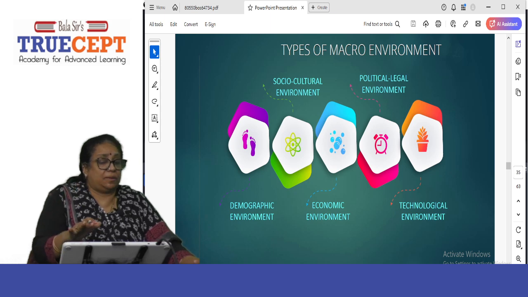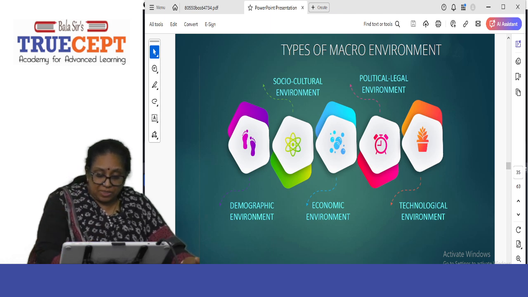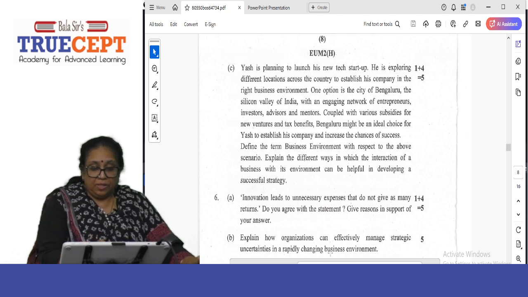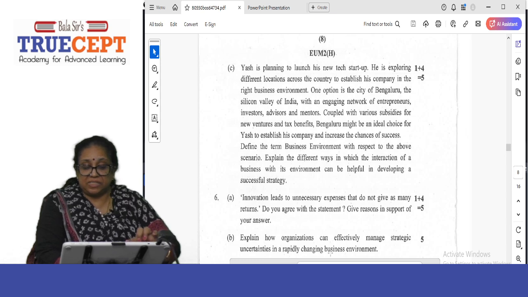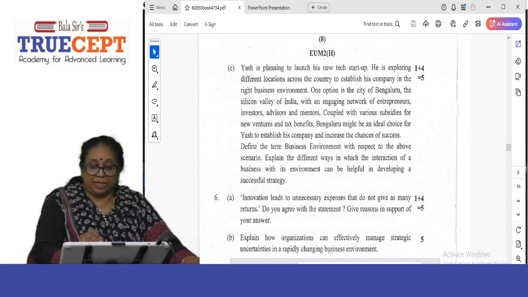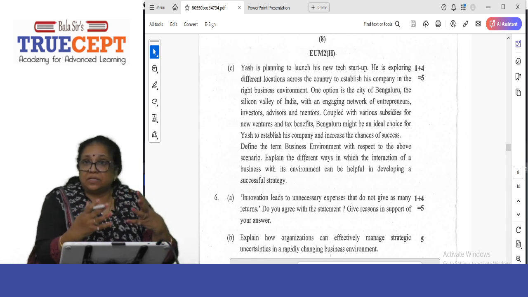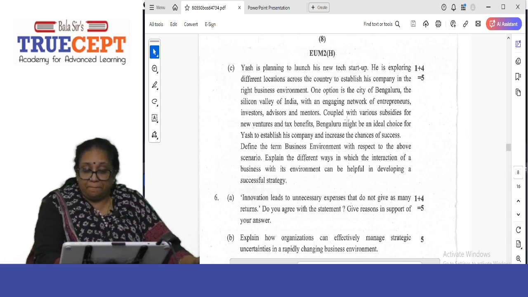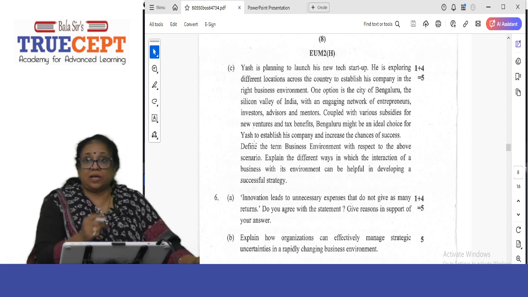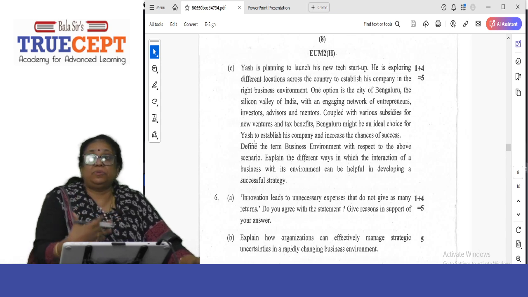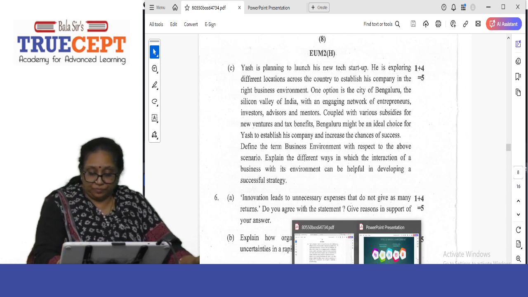But since it's Yash's company, if you see this question, one option is the city of Bengaluru, the Silicon Valley of India, with an engaging network of entrepreneurs, investors, advisors, and mentors. Investors here in this case will be your financiers, people who are ready to give money. You have your advisors. So whether that comes under the micro environment. See, coupled with various subsidies for new ventures and tax benefits. So here we are talking about the government and the political legal environment which is conducive to run. So micro and macro we have.